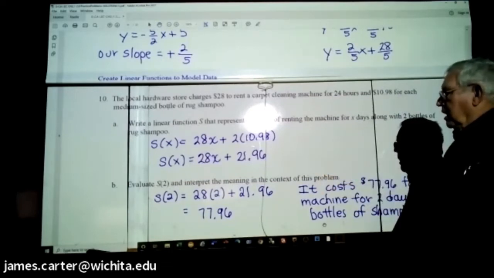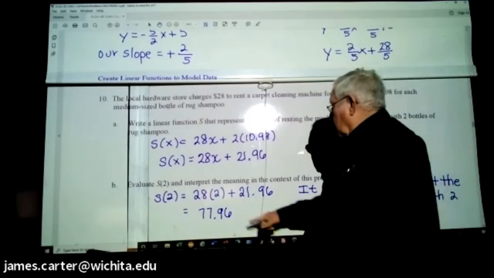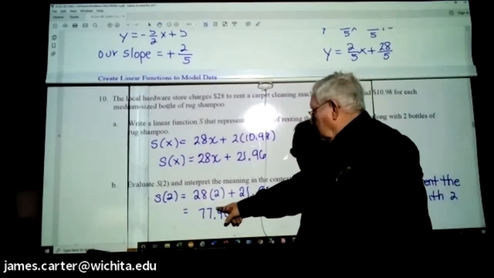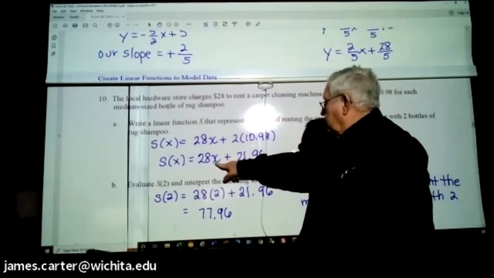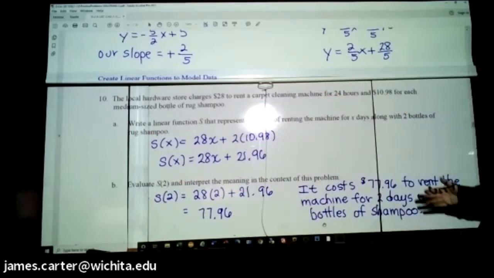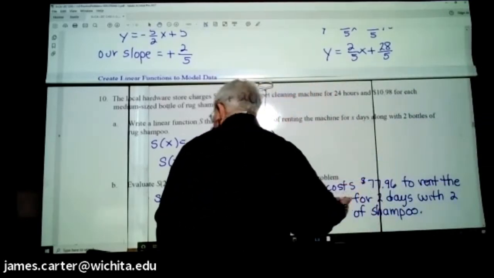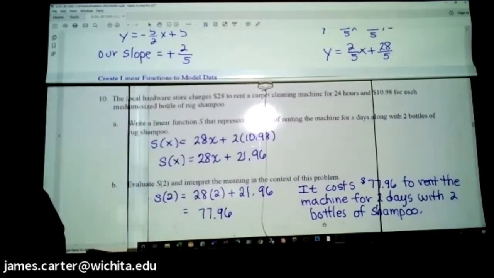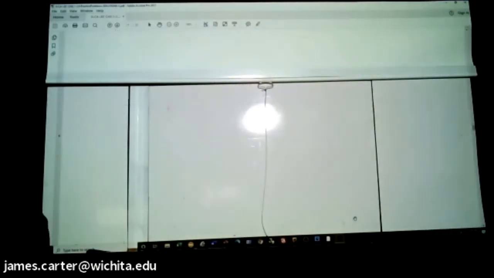Okay, evaluate and interpret in the meaning of the context here. Well, what this means is that the total cost for 2 days and 2 bottles would be $77.98 because you would replace this with a 2. So it costs $77.96 to rent the machine for 2 days with 2 bottles of shampoo. In your final answer, if you were to forget that dollar sign, it would cost you 1 point. If it's a word problem, always label.